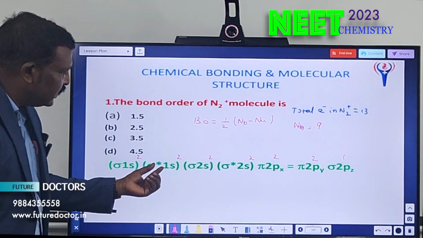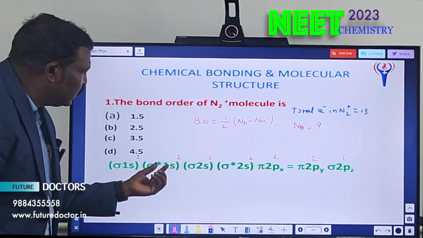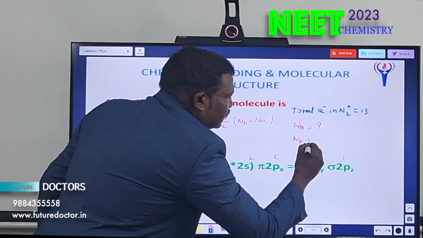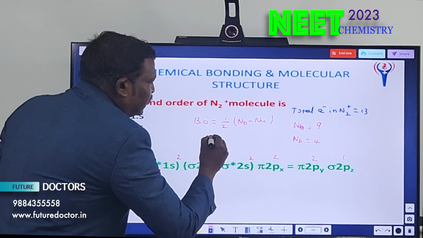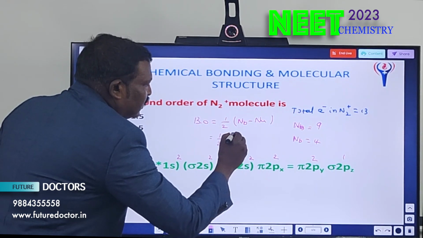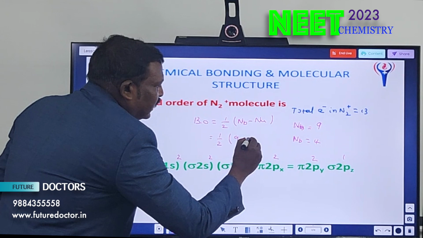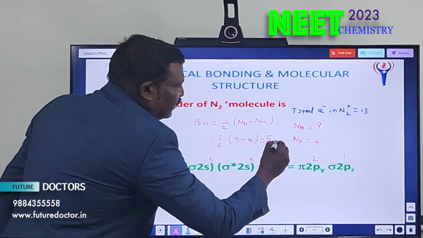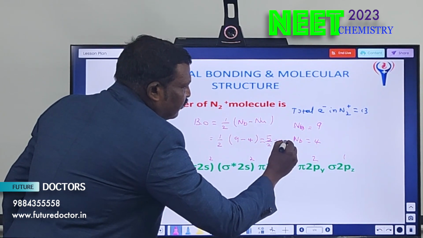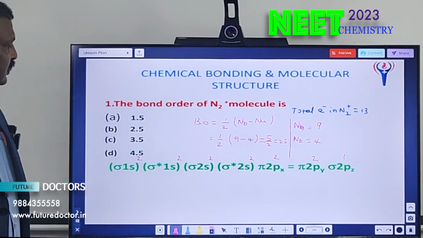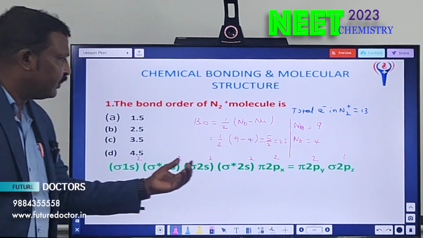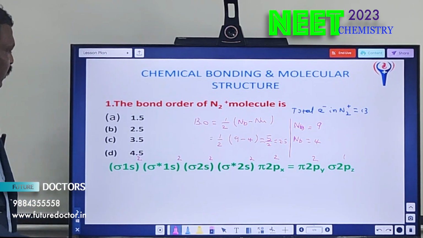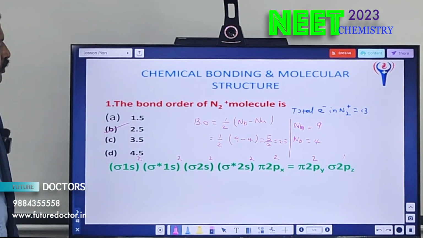If an orbital has a star, it is called anti-bonding. So here 2, here 4. There are 4 electrons in anti-bonding, so Na is 4. Just substitute: 1 by 2 into 9 minus 4, which is 5 by 2, nothing but 2.5. Are you following? If you know these orbital arrangements, we can easily find the bond order. The formula is also very easy. So B is the correct answer. Okay, next one.